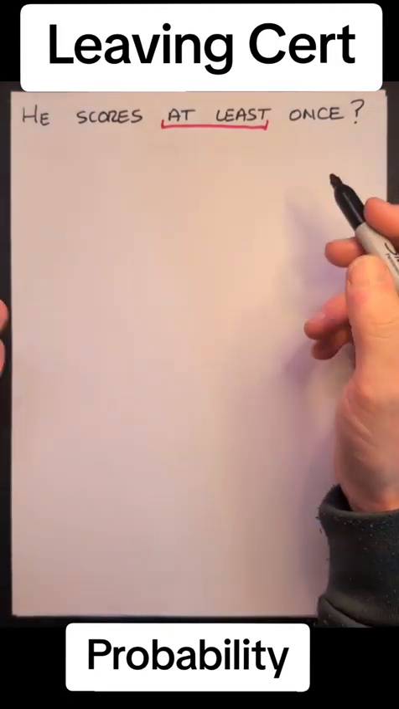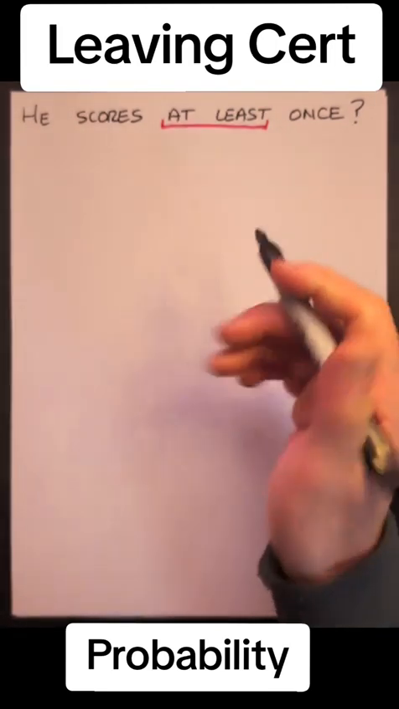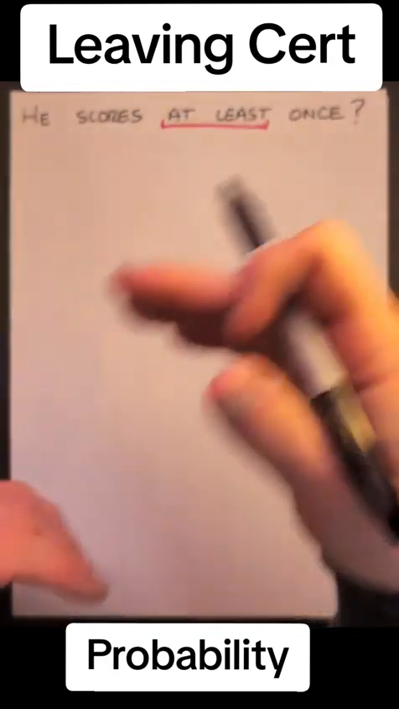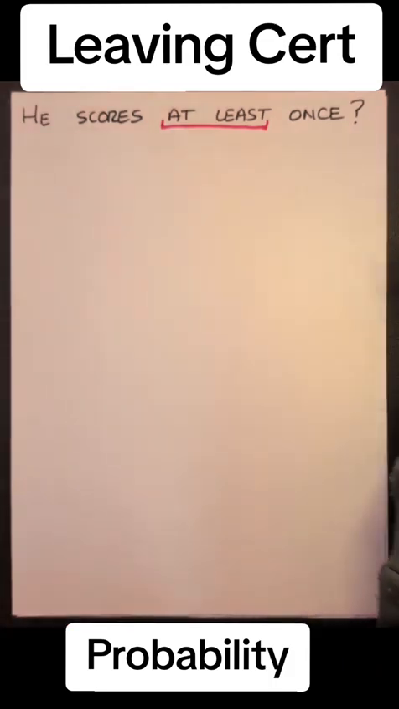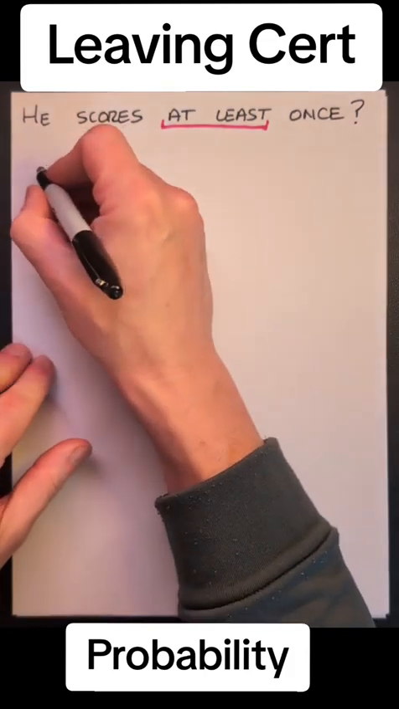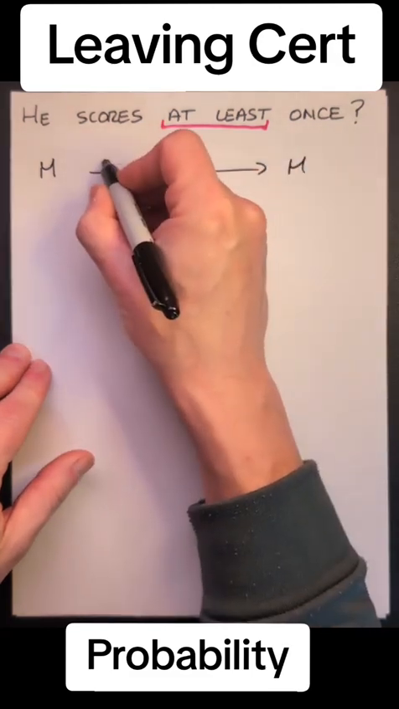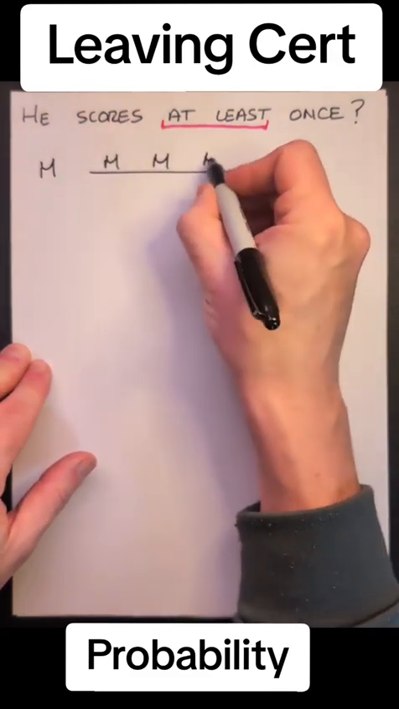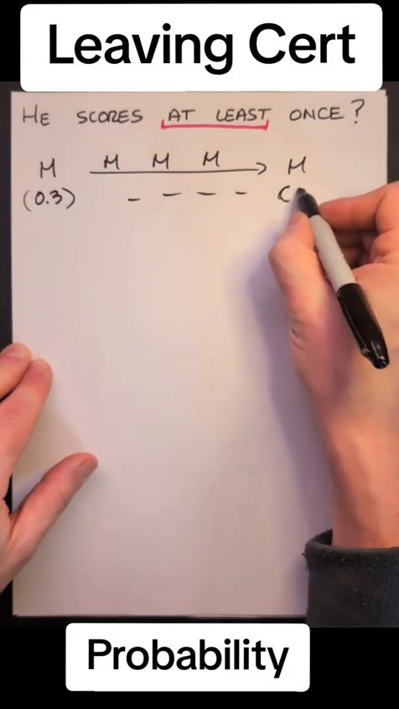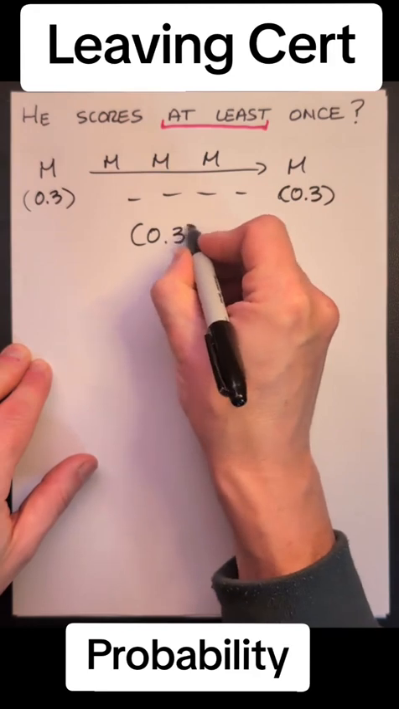If he scores at least once, you're talking about him having a scenario where he scores once in the 5 penalties, that's a success. He scores twice in the 5 penalties, that's a success. Scoring 3 times, scoring 4 times, scoring 5 times. The only thing that doesn't work here is if he misses all the penalties. So let's think about what a miss would look like for all the penalties. So he misses all 5, so actually I'll just put them in. That's 5 misses. So we have 0.3 for the first miss, and all 0.3s, and 0.3 for the last miss. That's 5 0.3s.